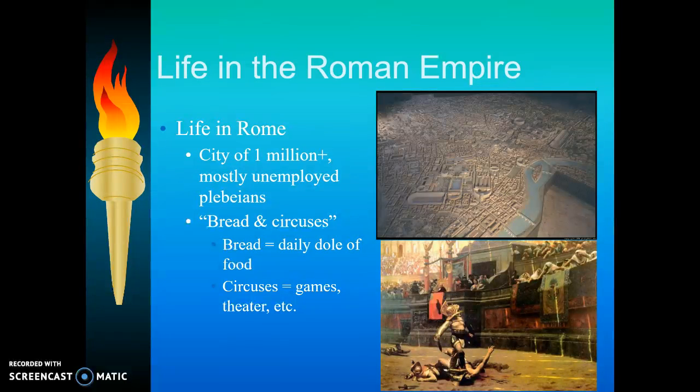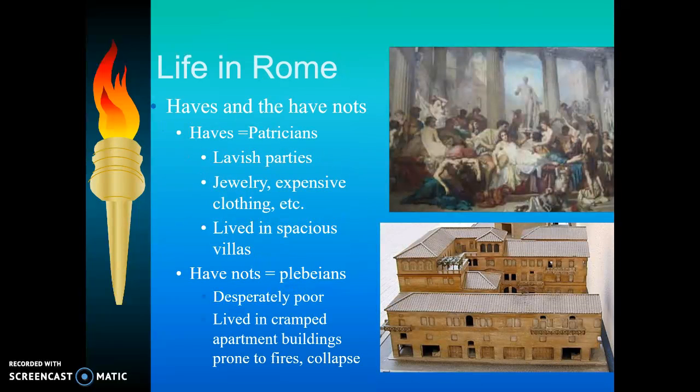This was a city of over 1 million people, and most of them were unemployed. Plebeians lived on a government dole of bread and attended theater and the games of the amphitheater, gladiatorial games sponsored by senators, the emperor, and noblemen currying favor with the mob, so to speak. And this was called bread and circuses. The bread, the daily food dole, and then the circus, the entertainment piece.